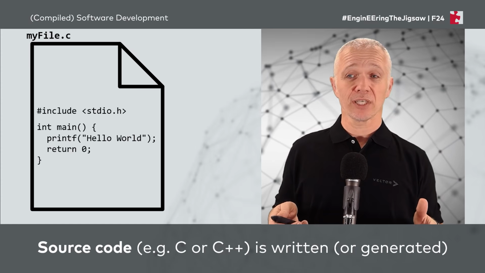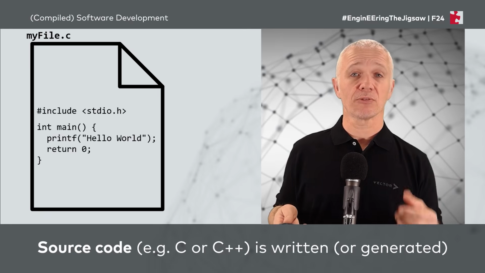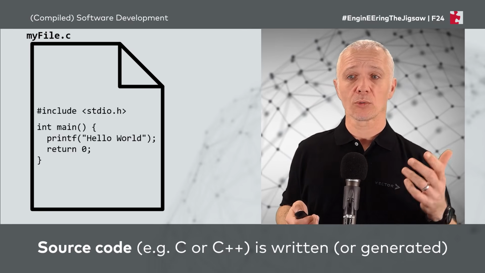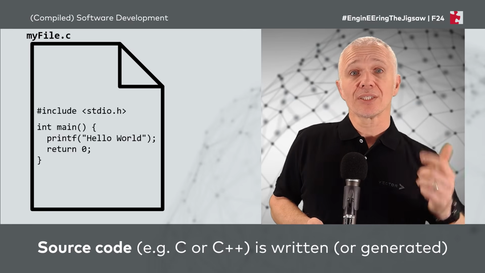It could also be generated, perhaps. Probably not for this trivial code, but for more complex code, we can generate C as well out of models or model-based tooling. So what happens to our C file?